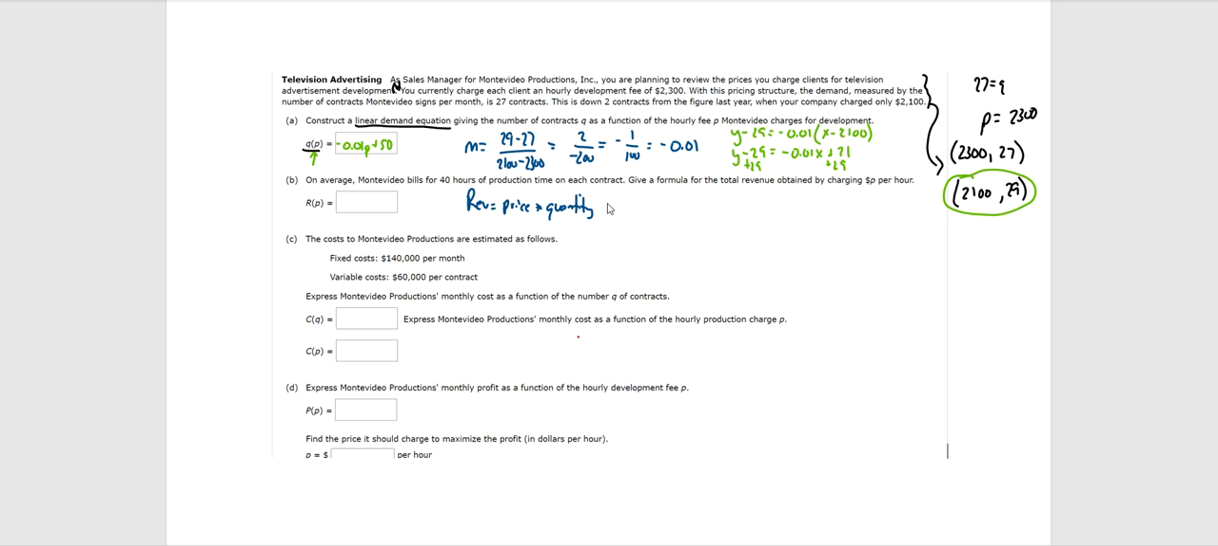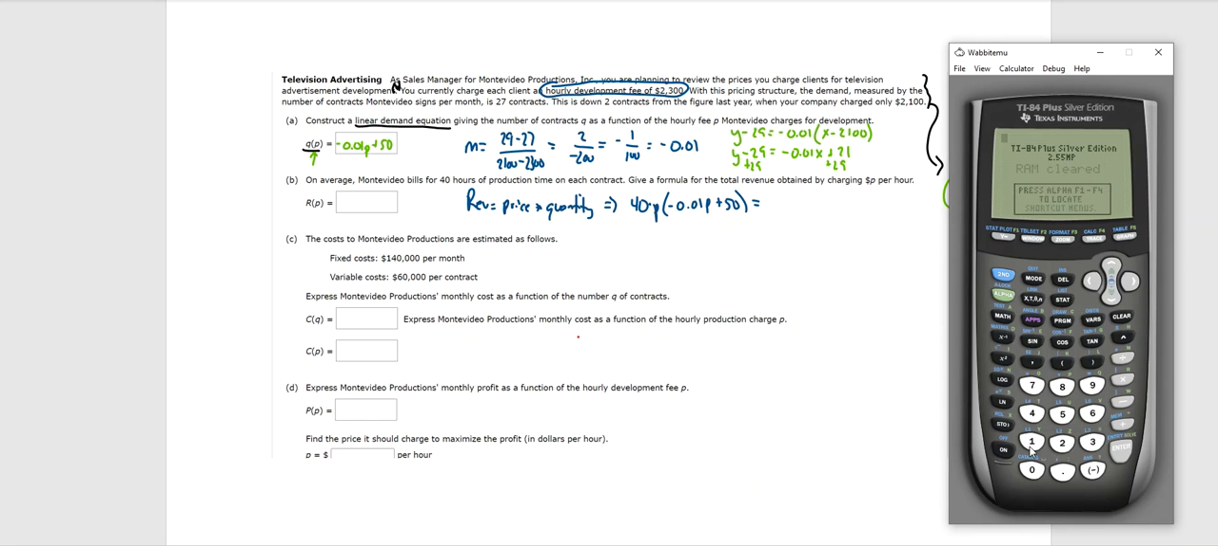Price times quantity. Well, our quantity is our Q value. So this will be, wow, this is an hourly development fee of $2,300. So for 40 hours, multiplied by the price per hour, multiplied by the quantity, the number of contracts, we'll multiply that all together and get a nice magical result with this magic calculator that just appears.